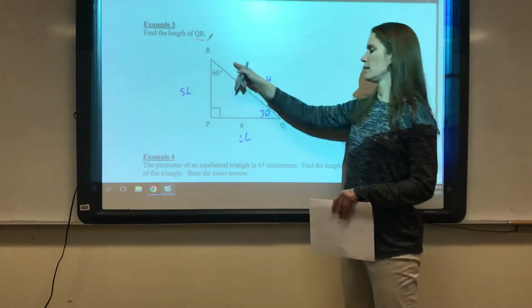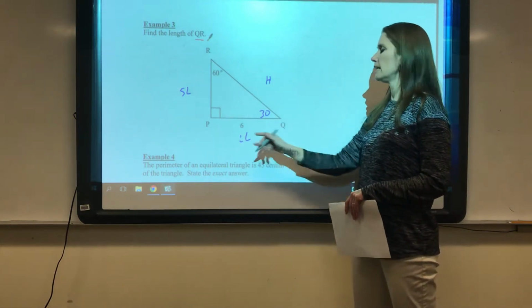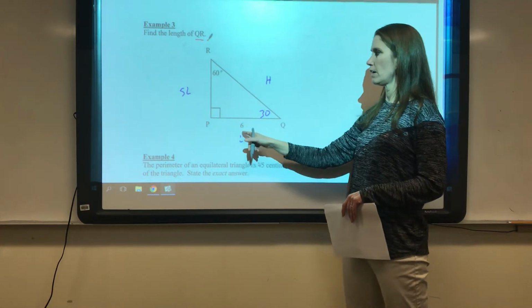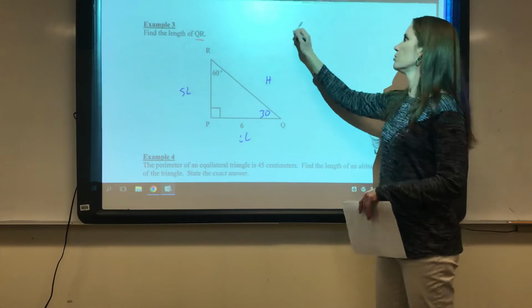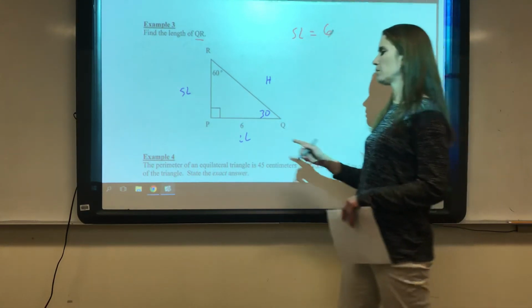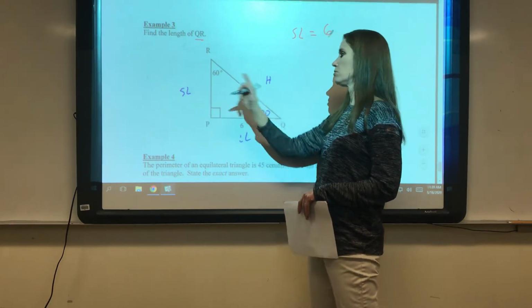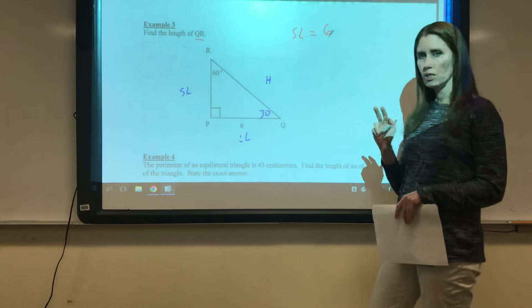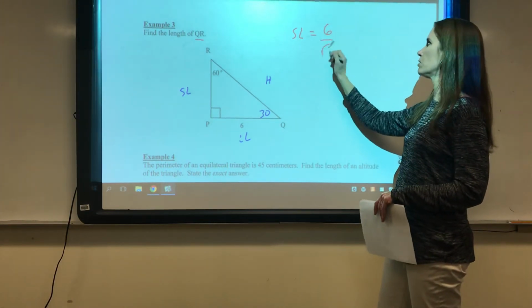So QR is here, but what they're giving me is the long leg. So I need to first find the short leg before I can find out what QR is. So the short leg is equal to 6. Now I'm trying to get a smaller number. The short leg's always smaller than the long leg. So I'm going to divide. And the relationship between the short leg and the long leg is square root of 3. So I'm going to divide by square root of 3.